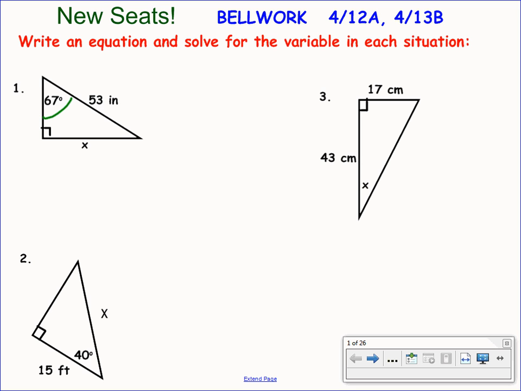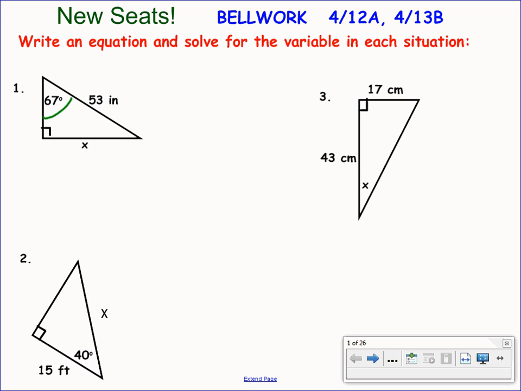Mark? Cosine. Raise your hand if you chose cosine for that one. Cosine? In relation to 67, Mark, what side length is x? Opposite, adjacent, or hypotenuse? It'd be sine. Raise your hand if you chose sine for number one. Sine function. Great, thank you.